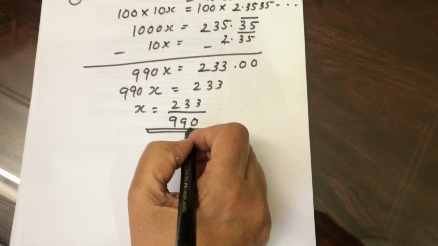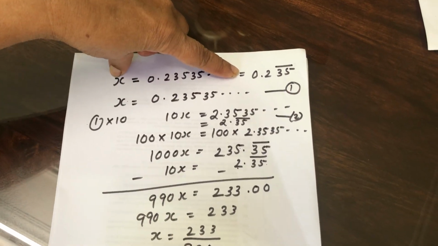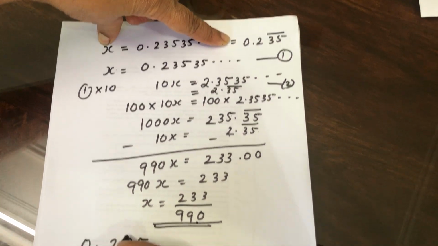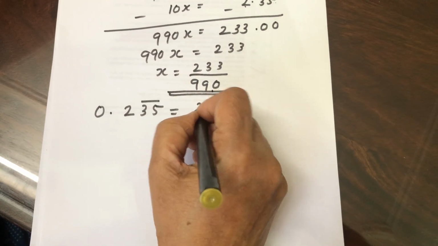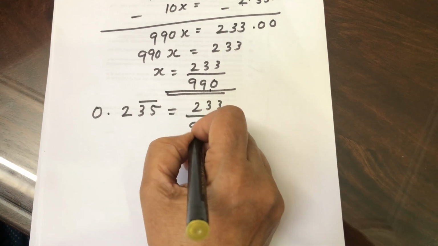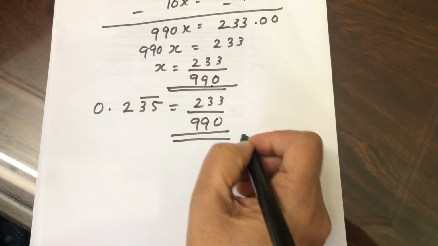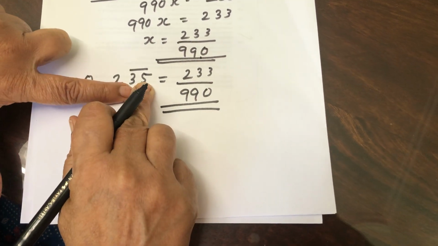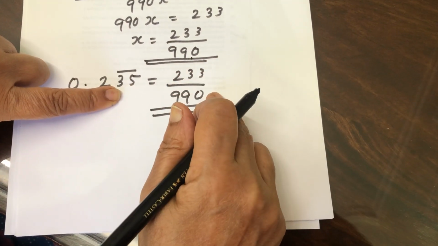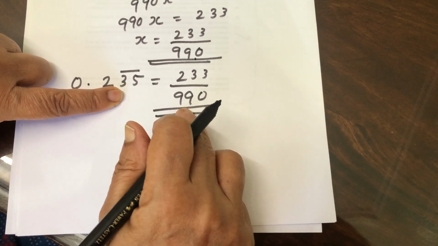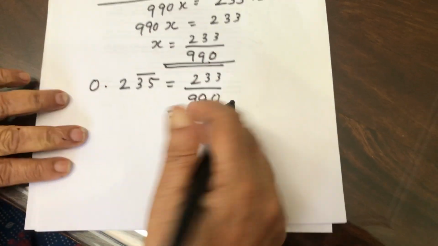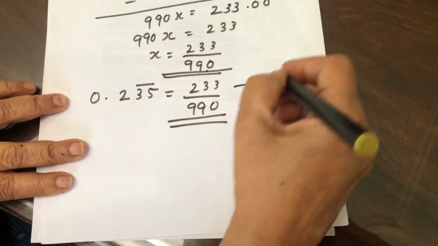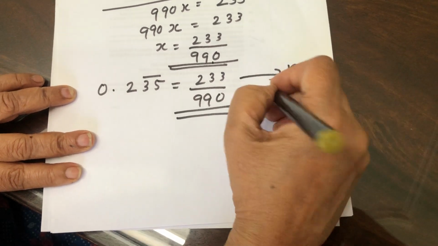What is our x? Our x is 0.235 bar, equal to 233 by 990. That means this 0.235 bar we have written in the form of P by Q, where Q is not equal to 0. Therefore, this is a rational number.